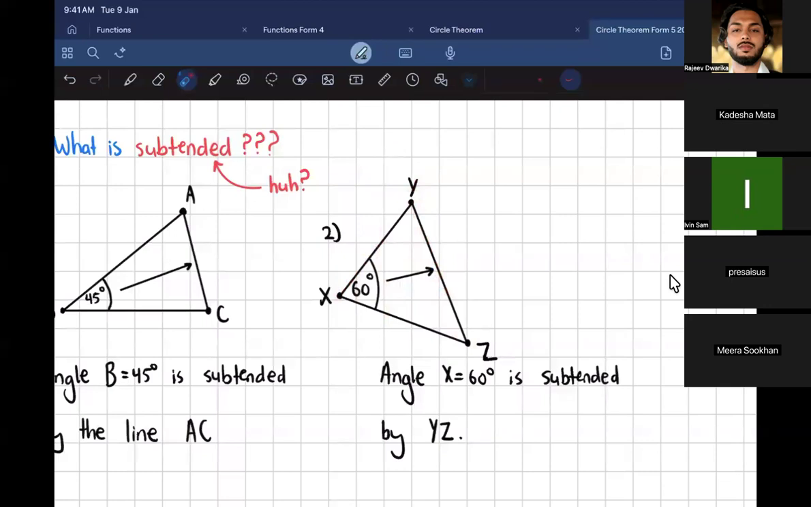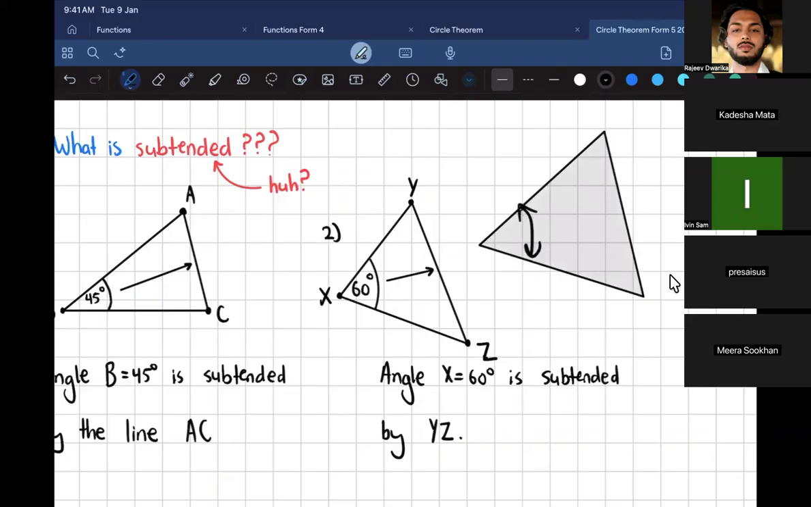Because we have YZ over here, that would create the angle. Think about it like this. If I draw this diagram here, let me start off with this length over here. Mira, if I draw a length over there, wouldn't that length directly affect the size of this angle over here? Yeah. That's why it's saying it's subtended by YZ.